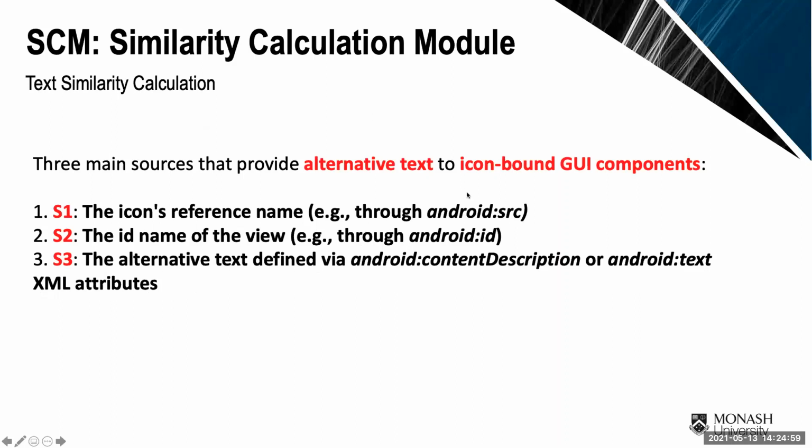The image similarity is calculated via the icon files themselves, and for the text similarity, we have identified three main sources that provide alternative text to an icon-bound GUI component. The three main sources are S1, the icon's reference name, S2, the ID name of the view, and S3, the alternative text defined via android:contentDescription or android:text XML attributes.